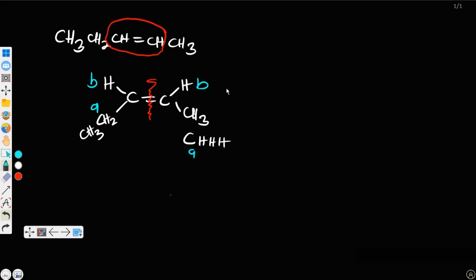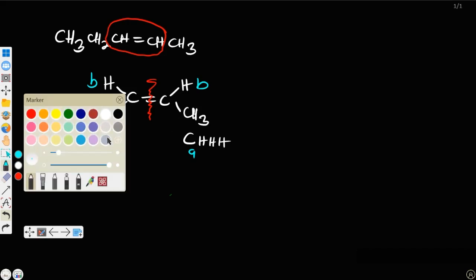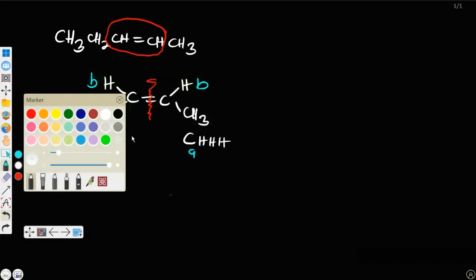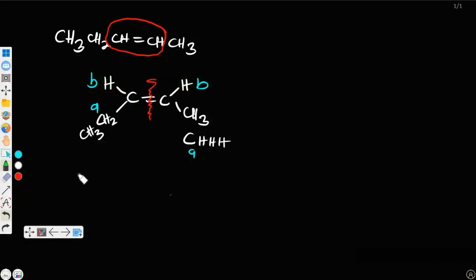Now, when the two low priority groups are on the same side, and the two high priority groups are on the same side, it is the Z configuration. Is that okay? So this compound has the Z configuration. Now you may want to name the compound, but I will just give the configuration because that's what they expect you to do and not the naming itself. So this has the Z configuration.